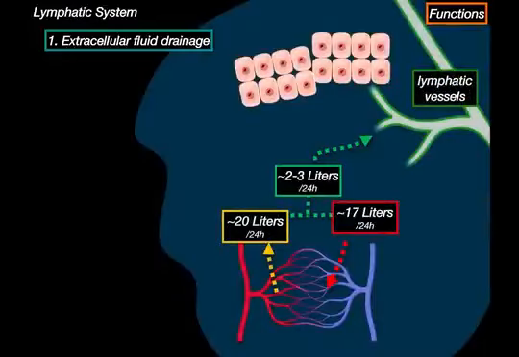Remember, about 20 liters of fluid gets filtered out of the blood into the tissues every day. About 17 liters gets reabsorbed straight back into the blood, and that leaves about 2 to 3 liters behind in the interstitial space. Now, this system is really important to understand properly, so let's take a closer look at how this actually happens. Let's start by zooming into the capillary here.